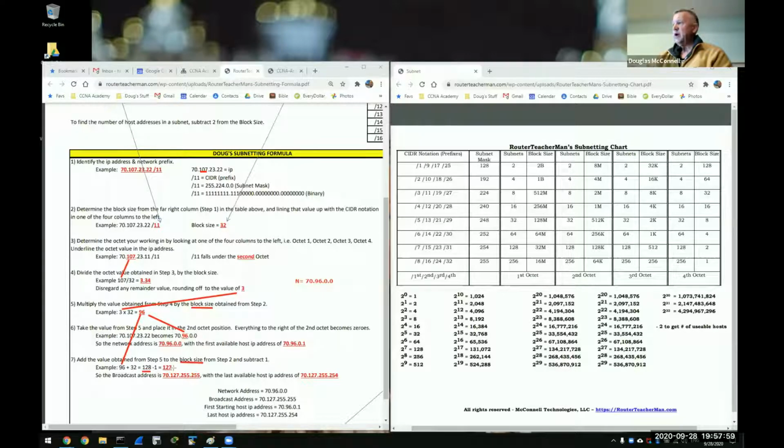So we take that value and we plug it where? Into the second octet. Instead of all zeros following this number, we actually turn on all the host bits to 255, 255. And now our broadcast address is what? 70.127.255.255.